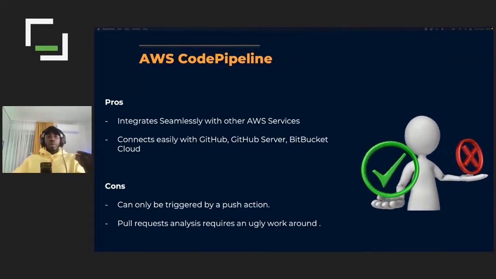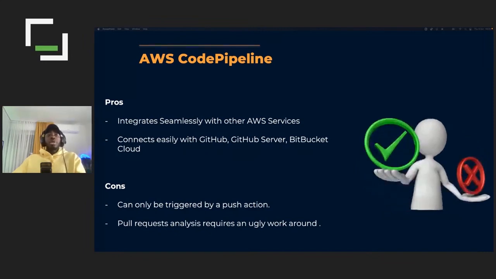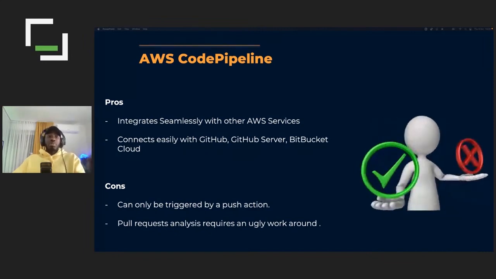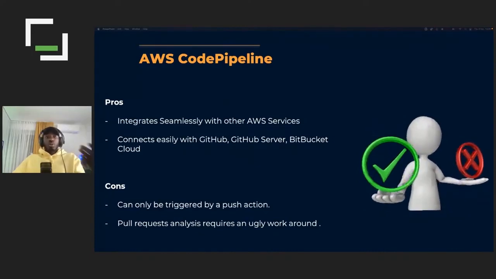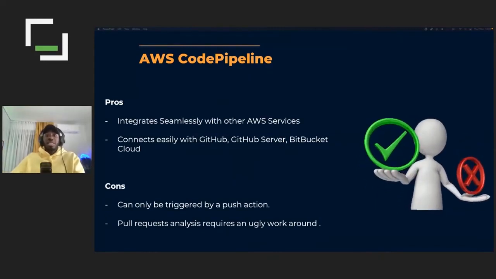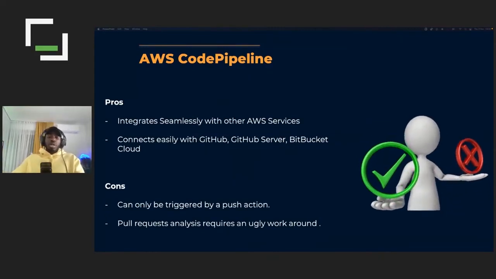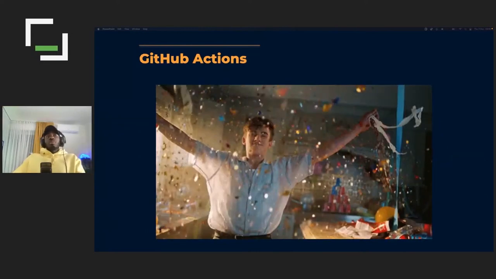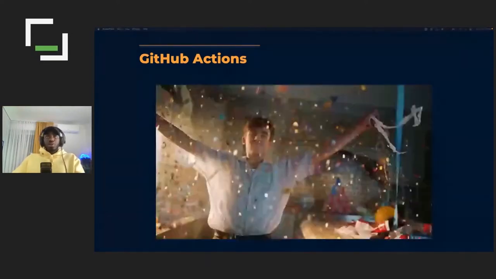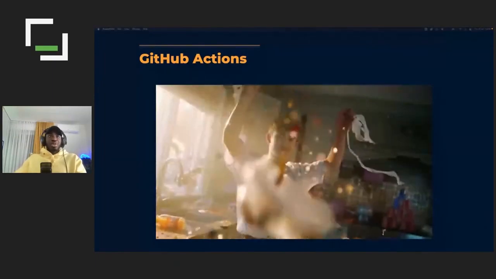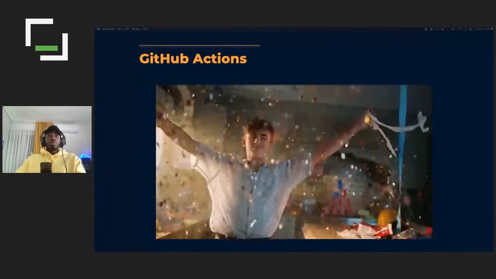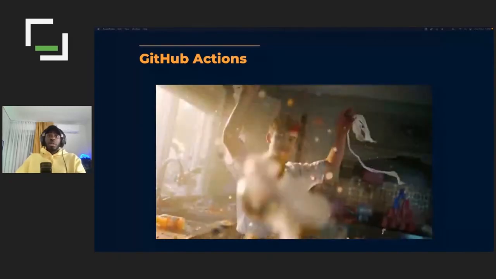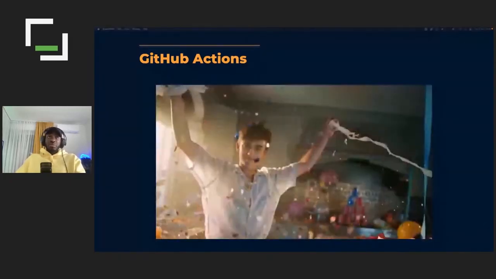But again, I told you about the trigger being only a push action, which is a big minus. Pull request can work, of course, but you have to do some ugly workaround and build a system on your own, which you have to manage, just to achieve that workflow. So in comes the savior, of course, GitHub Actions. I'm sure you already know what the replacement would be from the topic of the talk here. So with GitHub Actions, I think there is a big case for replacement of CodePipeline, at least until CodePipeline provides a lot of these features that are missing natively.